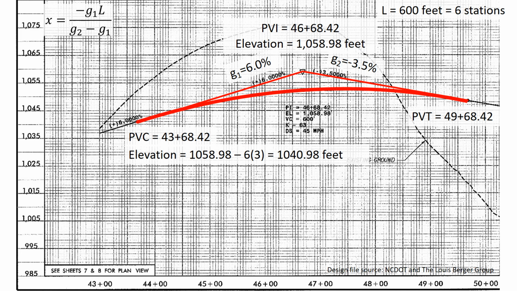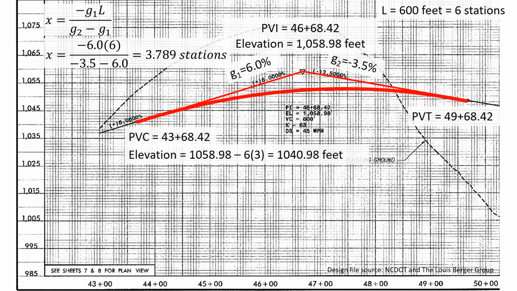We can now solve for the location of the high point, and it's denoted as X here, and it's the distance from the PVC. So whatever X value we solve for, it's the relative distance from the PVC of this particular curve, and we need to make sure we convert that to the actual stationing. So X equals negative G1 times L over G2 minus G1. So that's negative 6 times 6 divided by negative 3.5 minus 6 equals 3.789 stations.